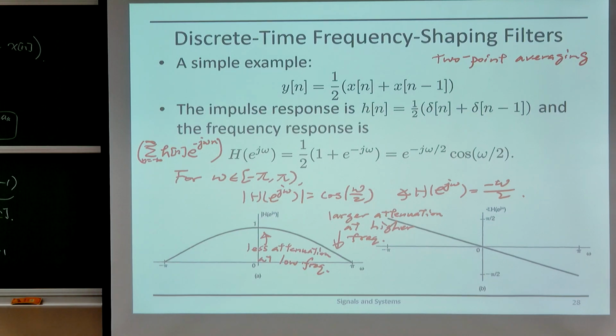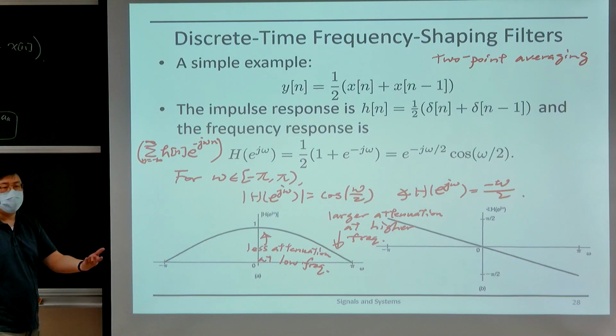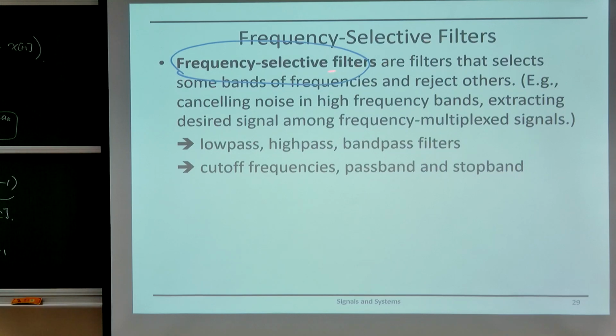Now, another class of filters that you often encounter is the class of frequency selective filters, okay? So instead of just trying to shape your spectrum, now we want to be selective in terms of the frequency components that we let through the system. So frequency selective filters are filters that select some bands of frequencies, right? Lets through some bands of frequencies and rejects other bands of frequencies, okay? So this is useful in many different applications.